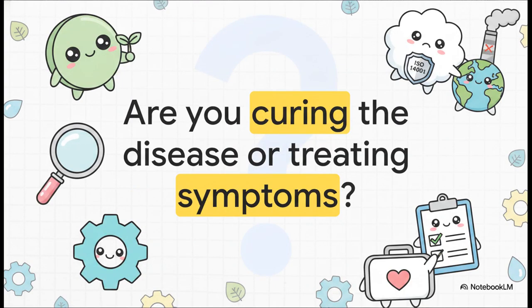So that leaves us with a pretty vital question to reflect on. In your own organization, are your corrective actions curing the disease, or are they just treating the symptoms? Because a truly effective ISO 14001-2026 management system doesn't just point out faults, it uses objective evidence, smart sampling, and rigorous root cause analysis to continuously evolve and proactively protect our environment.